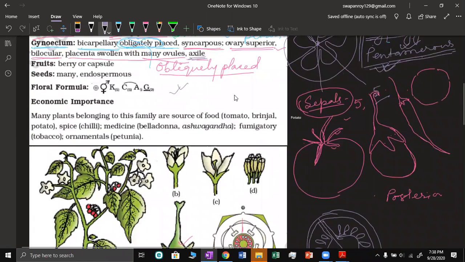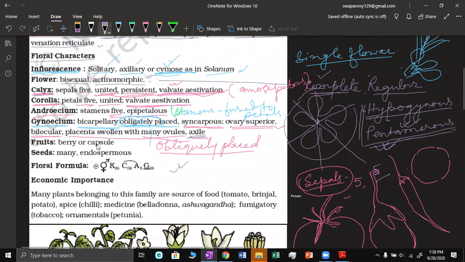So this is important. Now the fruit, we have not learned about the fruit and all yet. So fruit is either berry or capsule. Capsule is found in some plants like datura. Datura is a capsule. This is a dry fruit. All right. When it ripens, it splits. Okay. And otherwise, most of the fruits are berry.